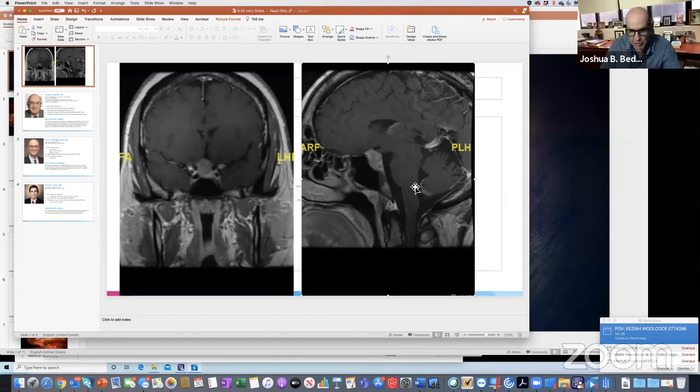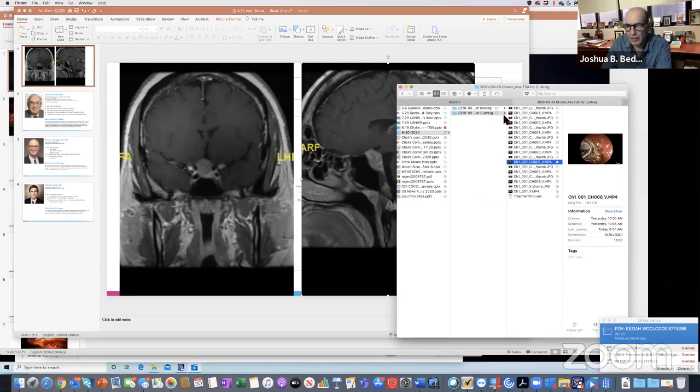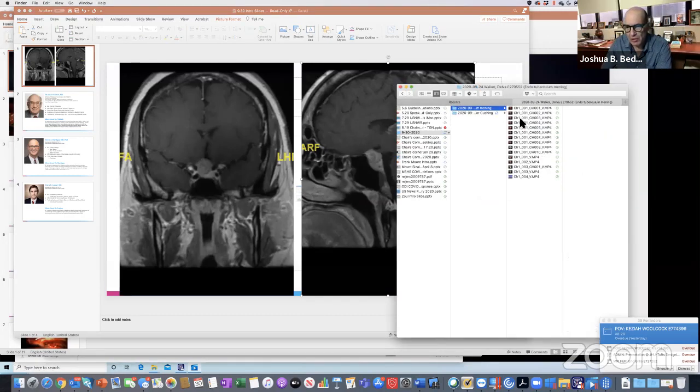Tuberculum sellae meningioma. We do a lot of transnasal endoscopic work here. According to Raj, we're one of the busier skull base programs with a lot of anterior skull base. We certainly see a lot of this here, so the residents should be becoming very, very familiar with it. So I'm just going to go to some of the videos.